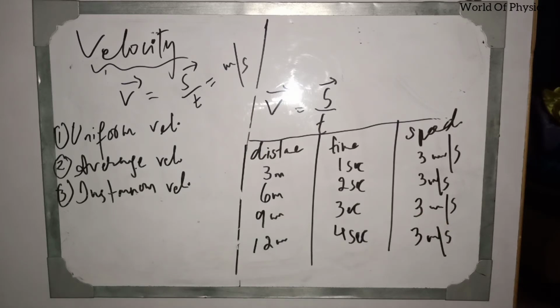First of all comes uniform velocity. Uniform velocity is defined as: if a body covers equal displacements in equal intervals of time, then the velocity of the body is uniform.